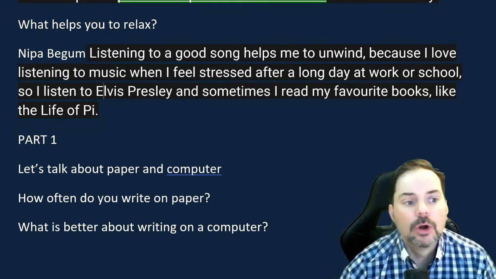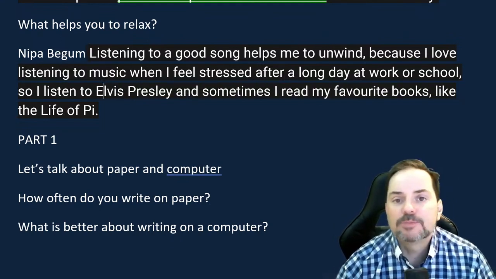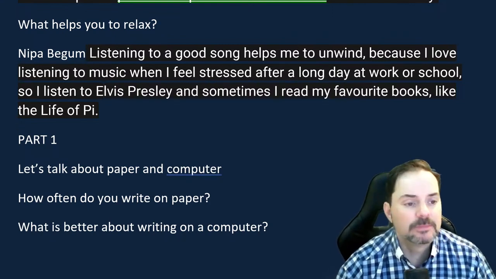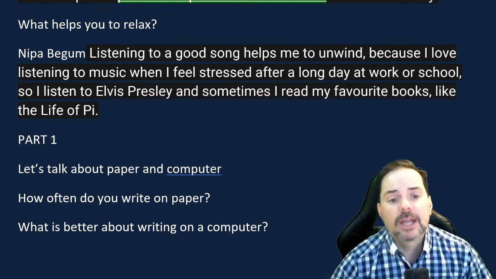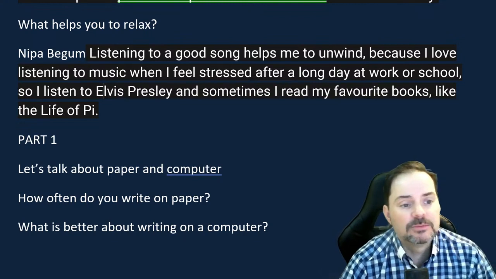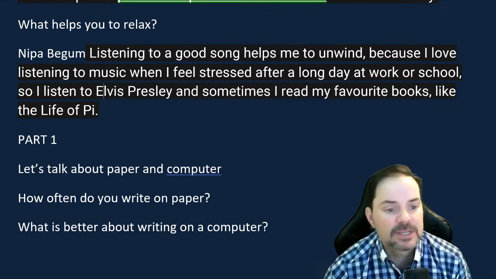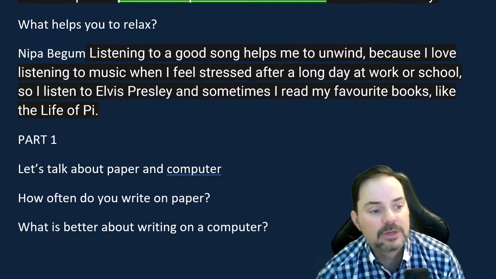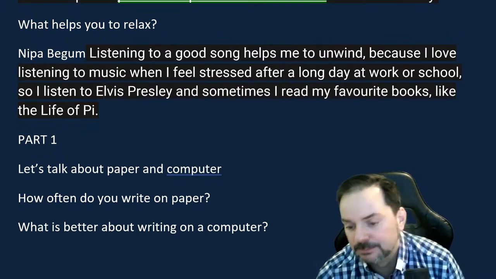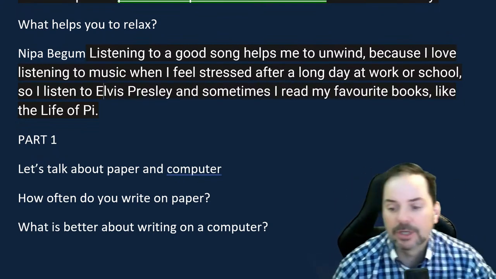Okay, so here we go, Nipa. Much better grammar. Let's try it. Let's repeat. Listening to a good song helps me to unwind because I love listening to music when I feel stressed after a long day at work or school. So I listen to Elvis Presley, and sometimes I read my favorite books like The Life of Pi. Now we're good. Okay.